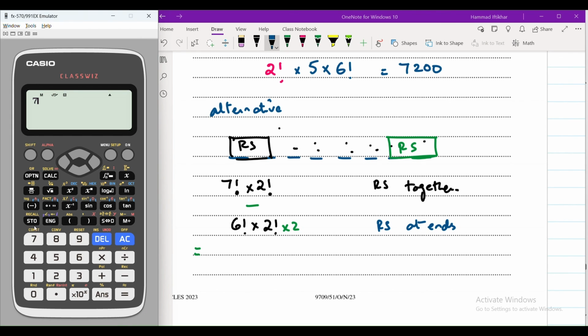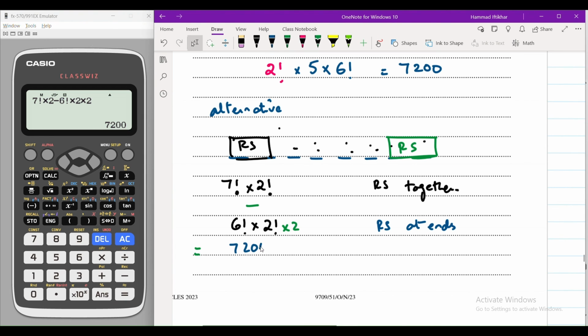So let's see what answer we get. 7 factorial times 2 minus 6 factorial times 2 times 2. We get the same answer, 7,200. All right, so see you at the next question.